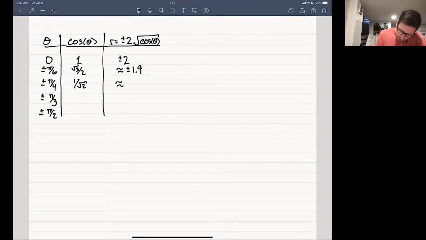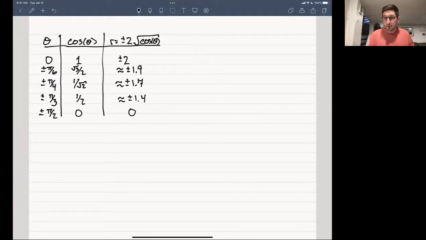Toss it into a calculator. This is about 1.7. And from pi over 3, you get a half. This in a calculator, you're getting about 1.4, because that's 2 over the square root of 2. And then at pi over 2, you're at 0.